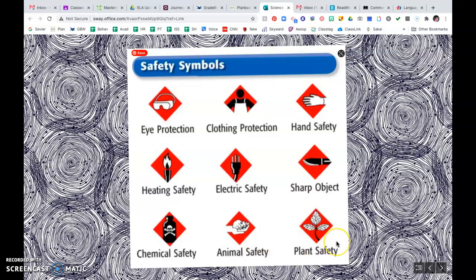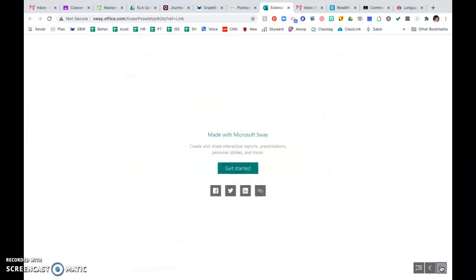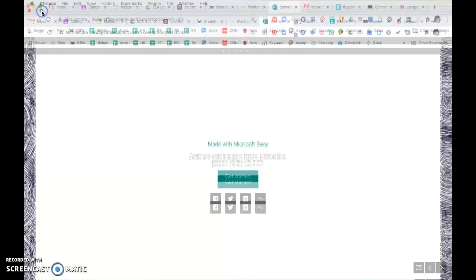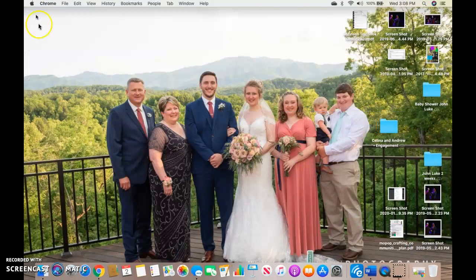Animal safety and plant safety. So if you have live animals or you're dealing with live plants, some live animals can hurt you. You need to handle them carefully. And some live plants can leave you feeling pretty bad as well, like poison ivy, for example. So here are just some lab safety symbols if you're ever in that situation. Okay, this concludes our lesson today. And it also concludes our study of Chapter 1.